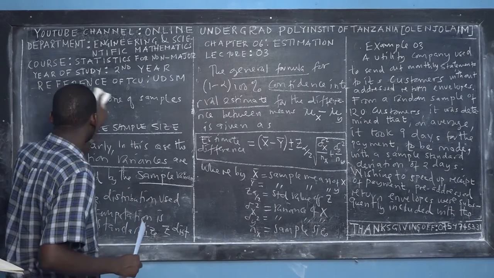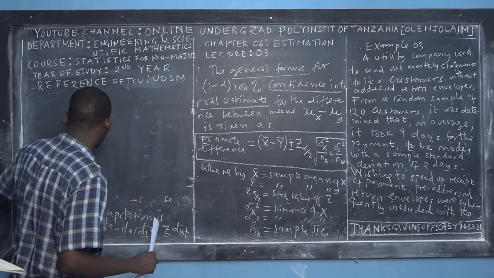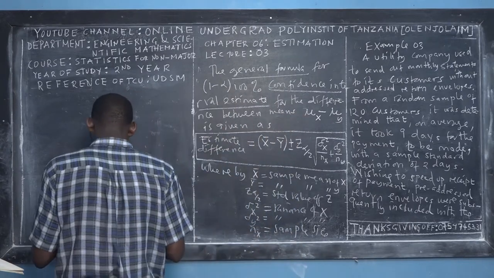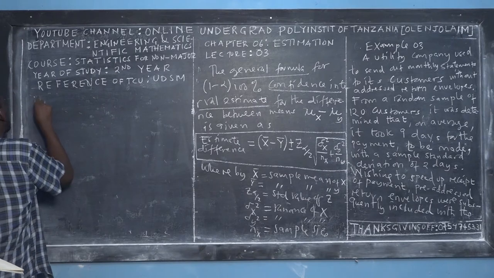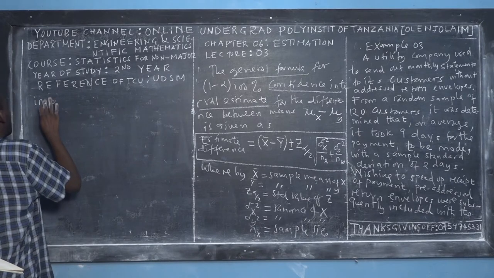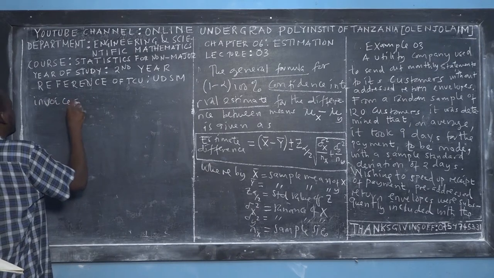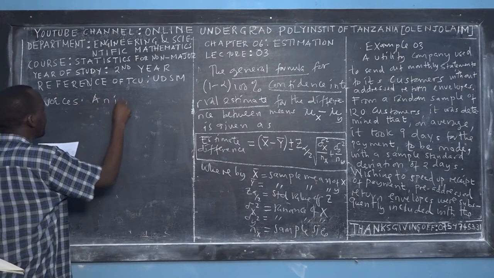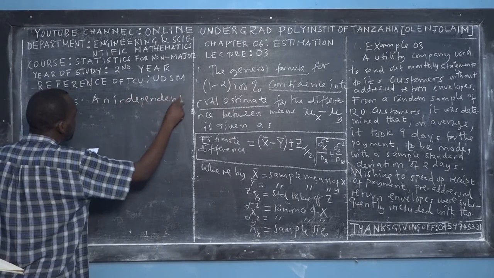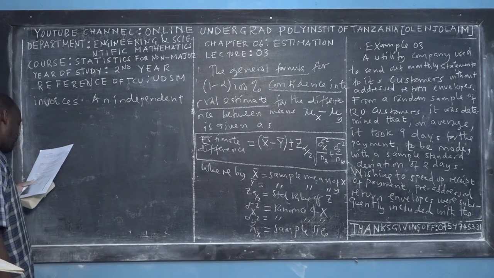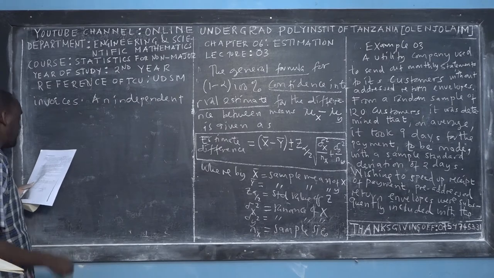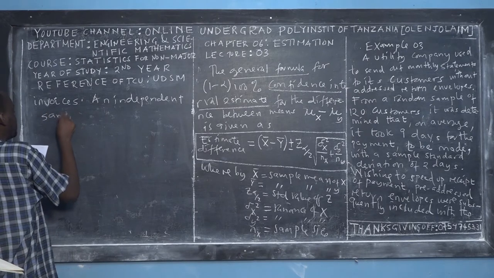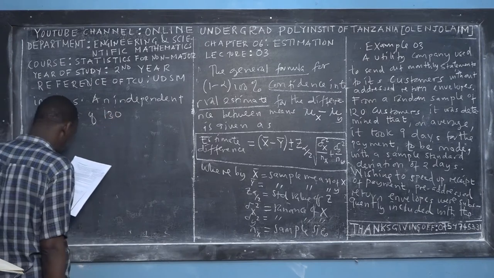Let us write this question, solve it, and then we end this session on large samples and testing for the difference. So with the invoices, an independent sample of 130 customers.